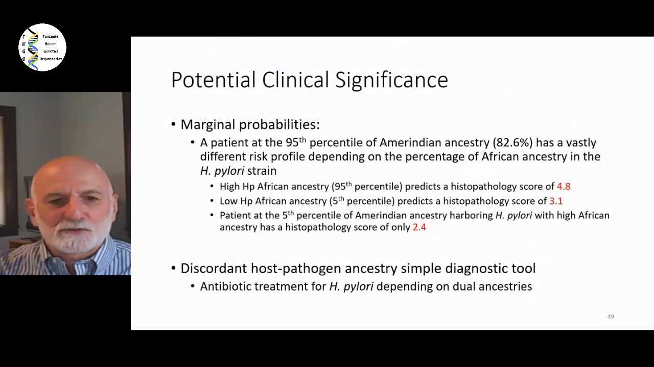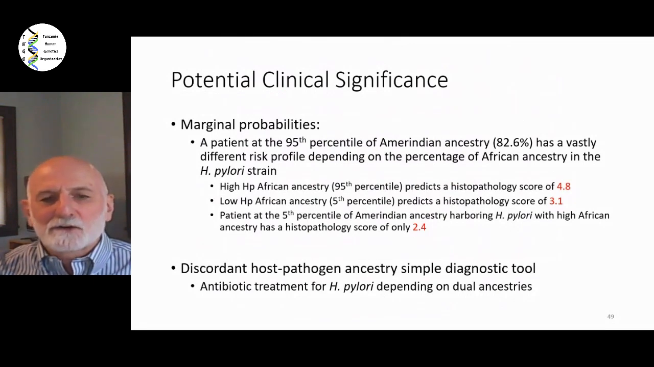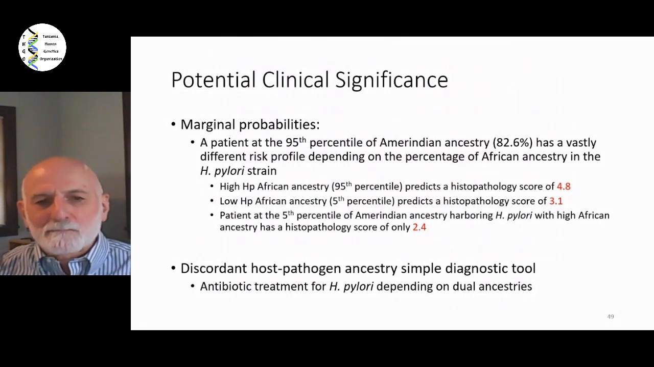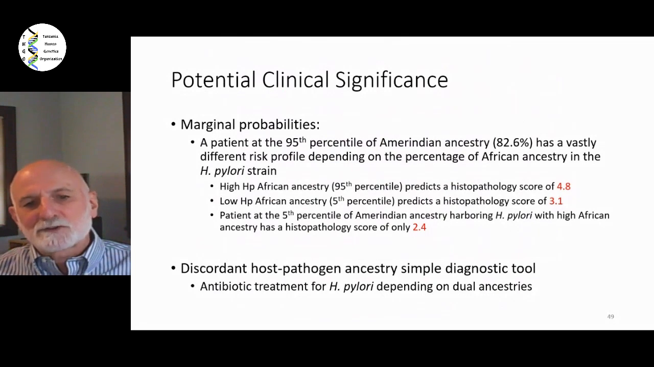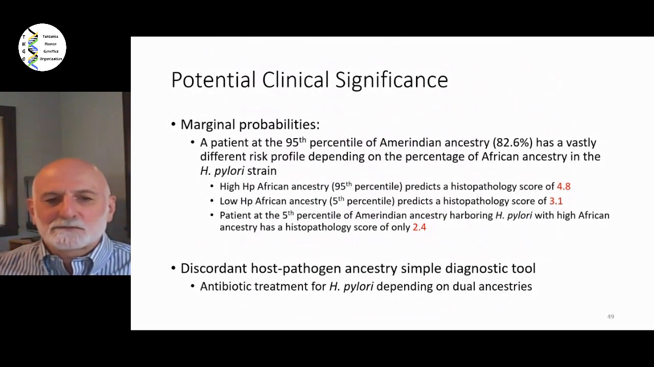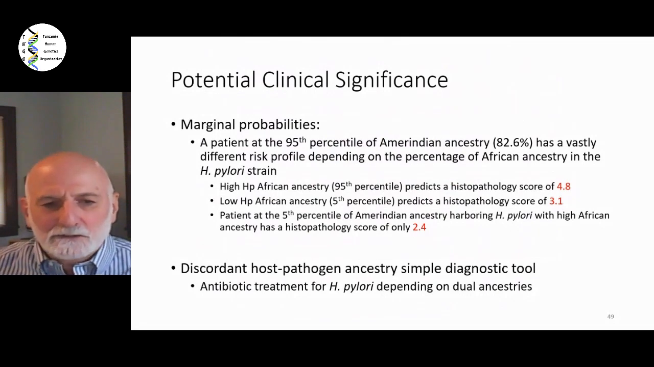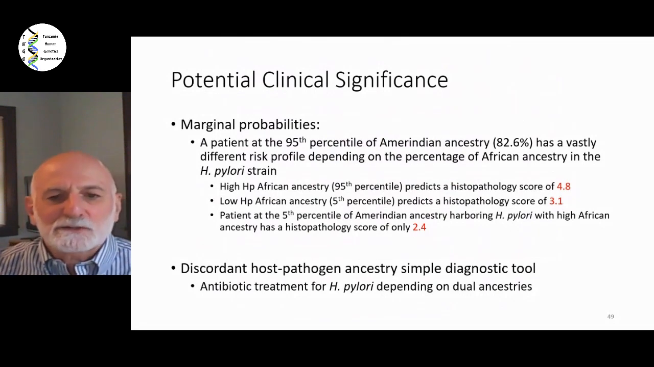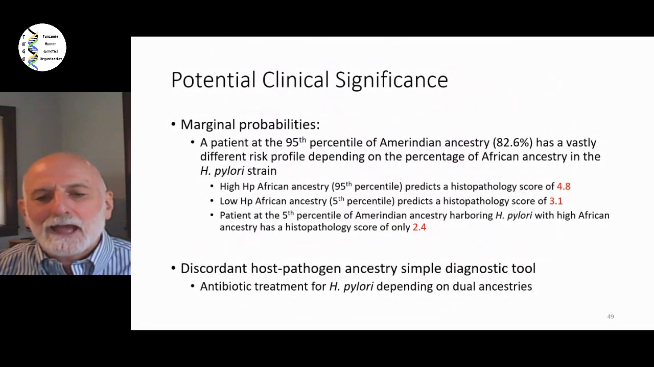Remember, a higher number is more severe. And if you take the other end, people with a low percentage of Amerindian ancestry with a high percentage of African ancestry H. pylori, they're doing okay. So the severity of disease is being driven by a discordance between the ancestry of the host and the bug. And so the question is, do we treat the people who have ancestries that are discordant?